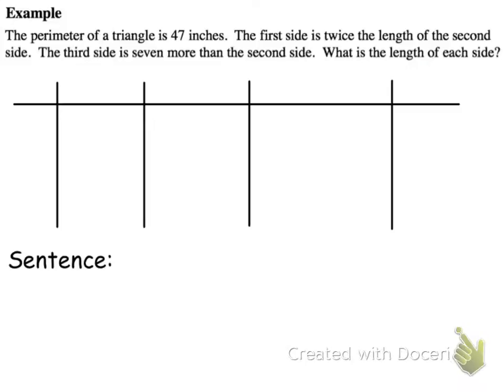This one is a perimeter question, and it says that the perimeter of a triangle is 47 inches. The first side is twice the length of the second side. The third side is 7 more than the length of the second side. What is the length of each side? So it looks like the thing we know is 47 inches. That's what they tell us, so that's going to be our check.